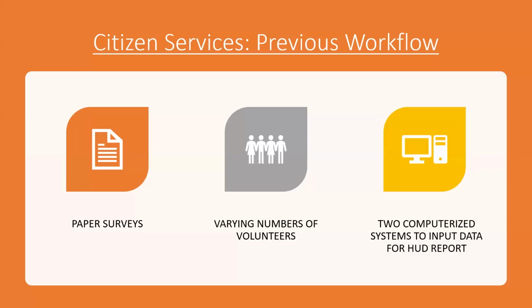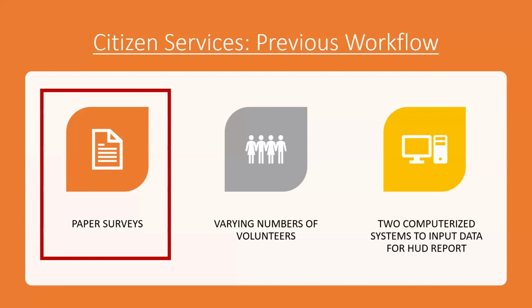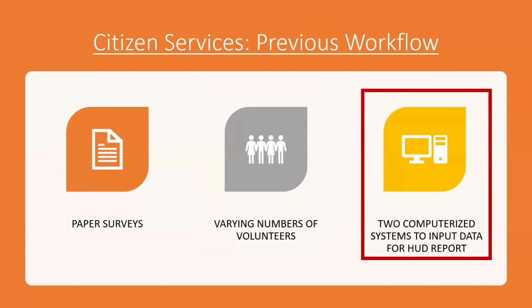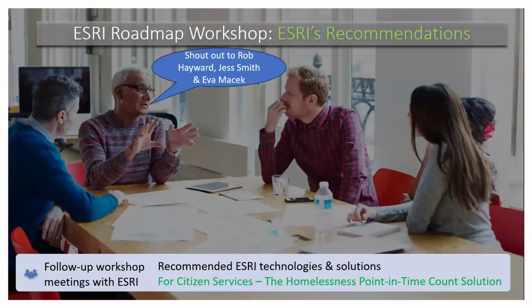With the Citizen Services Department, which is where we implemented the solution, their previous workflow consisted of paper surveys. They had a varying number of volunteers, so they didn't have a set number of people who came out for this event, and they had to work with whoever volunteered, which could be interesting. And then when they got this information from the homeless, they had to use 2 computerized systems to input the data just to generate their HUD report. So this was expressed to ESRI, and ESRI came back with a recommendation.